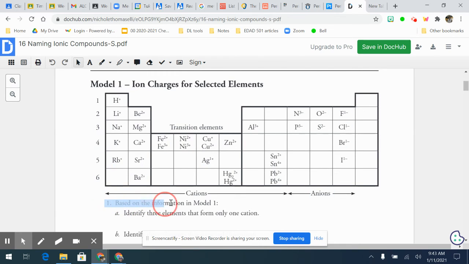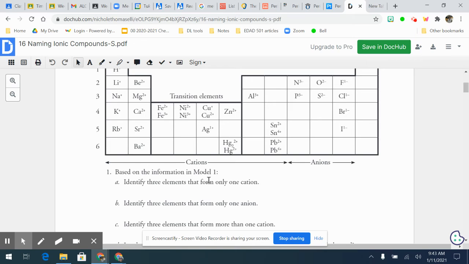So you'll notice down at question 1, it says, based on the information in model 1, answer these questions. So it says, identify 3 elements that form only one cation, identify 3 elements that form only one anion, and identify 3 elements that form more than one cation, etc. So you're going to use this picture up here to identify those elements and answer these questions, but you're not filling this table out. It's already filled out.